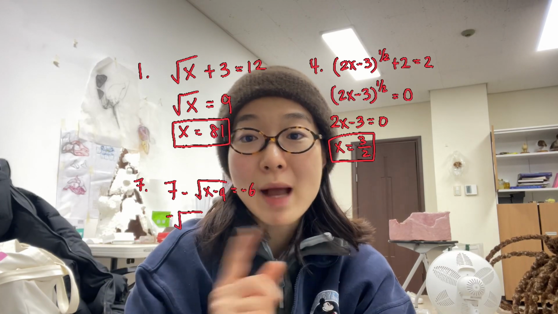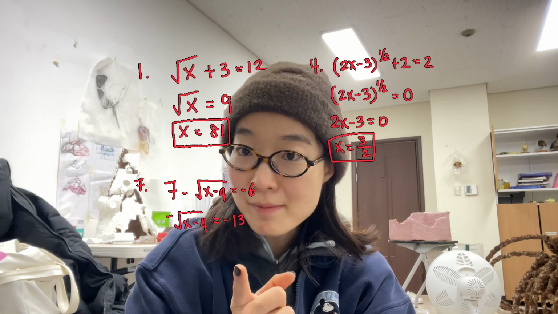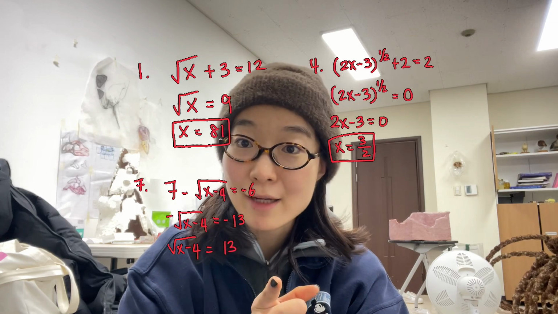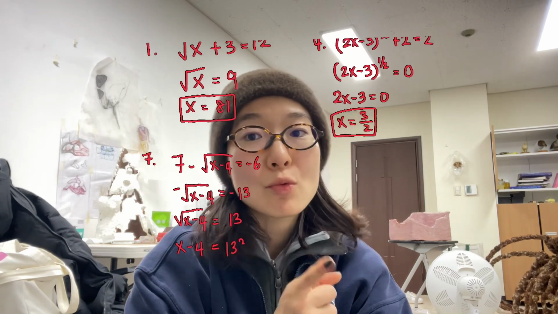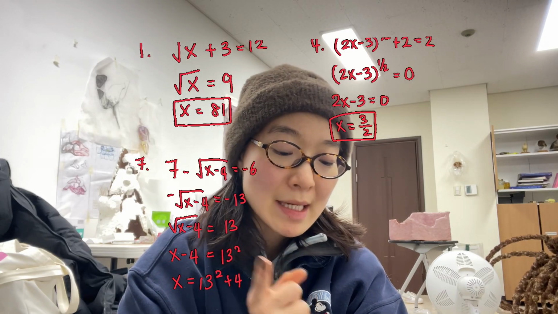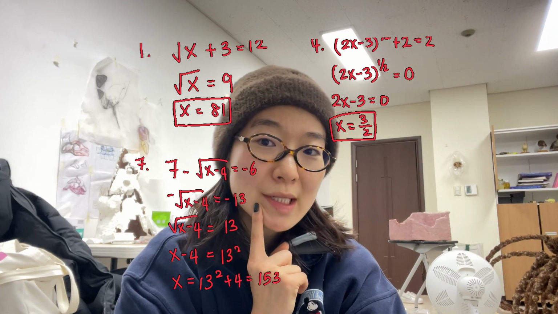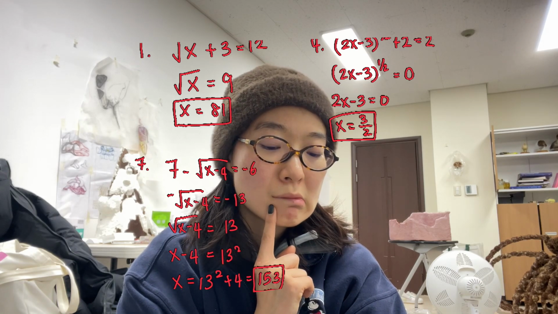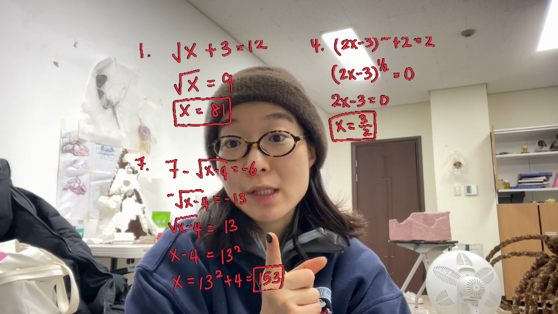And then we move on to number 7. We have 7 minus square root of x minus 4 equals negative 6. That means negative square root of x minus 4 must be negative 13. Which also means square root of x minus 4 is 13. And that means x minus 4 must be 13 squared, which is 13 squared plus 4, which is 153.